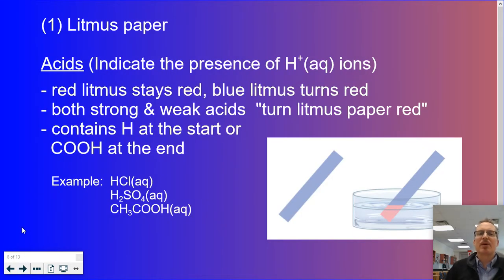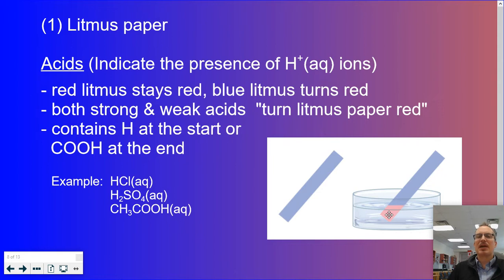When using litmus paper, we can test for an acid. Remember, acids are indicated by the presence of hydrogen ions, so we are starting with a positive cation. Acids are going to work like this. Red litmus paper is going to stay red in an acid. Blue litmus paper, however, like the picture down below, when I touch it into an acid, is actually going to turn red. So acids are all about red. Red stays red, blue turns red. Both strong and weak acids are going to turn litmus paper red.